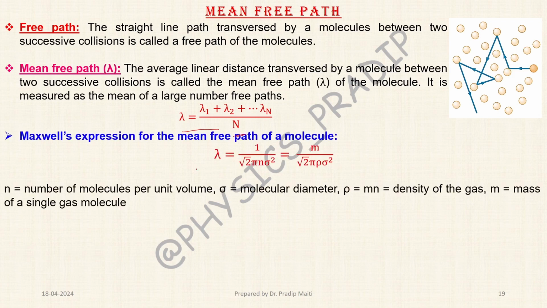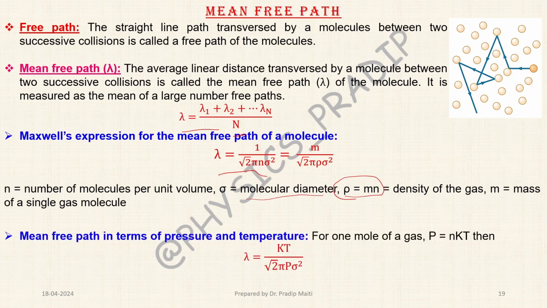Here is an expression from Maxwell. The expression for mean free path is lambda equals 1 upon root 2 pi n sigma square, which is also given by m upon root 2 pi rho sigma square, where n is the number of molecules per unit volume, sigma is the molecular diameter, rho equals m into n, rho is the density of the gas, and m is the mass of a single molecule.